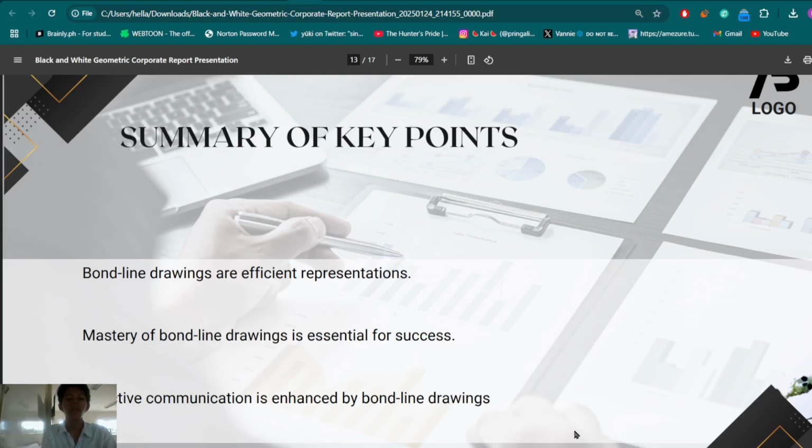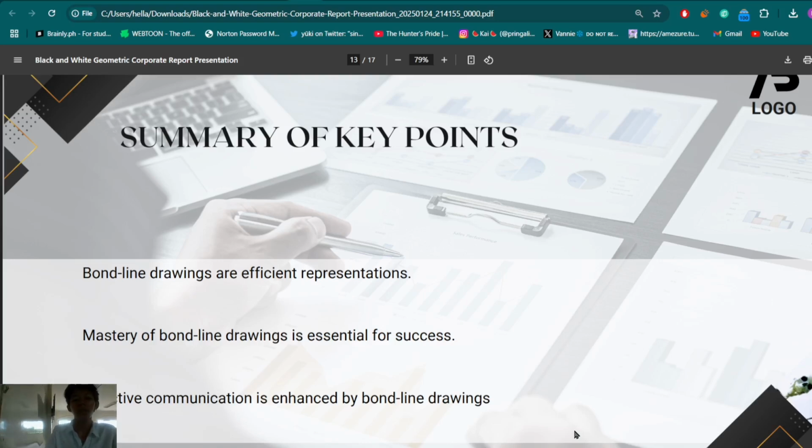So, from what I said, bond-line drawings, also known as skeletal structures, are a simplified way of representing organic molecules in chemistry instead of drawing atoms explicitly. Chemists use lines to represent bonds and assume carbon and hydrogen atoms where needed.